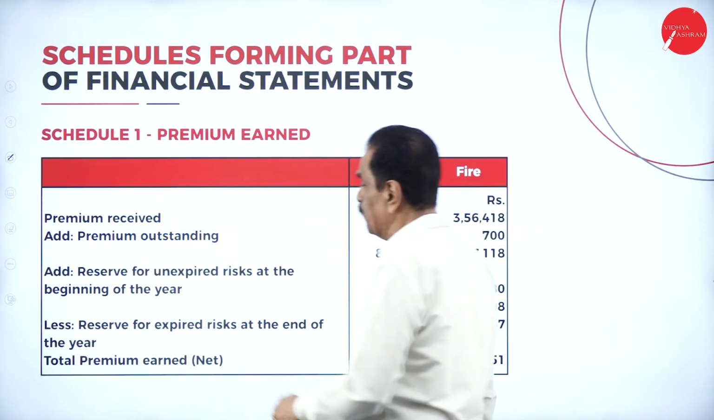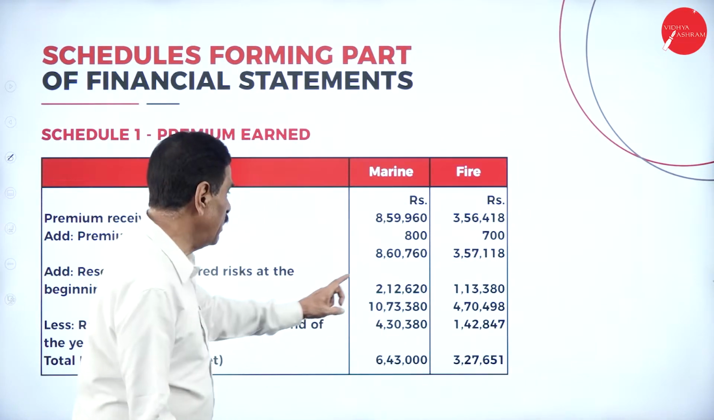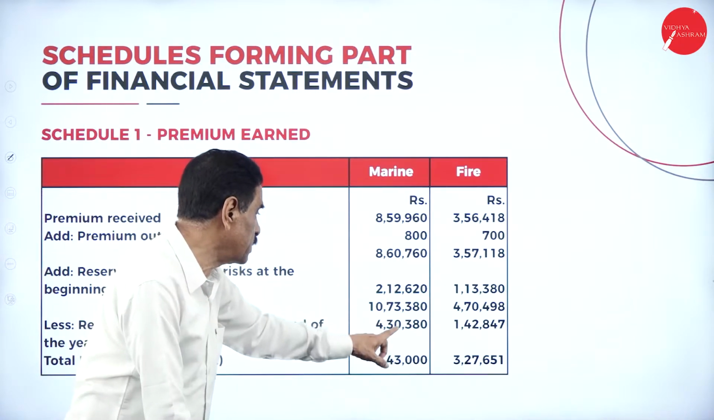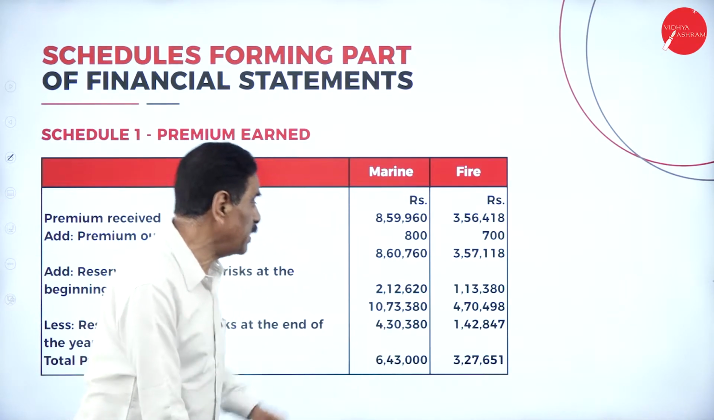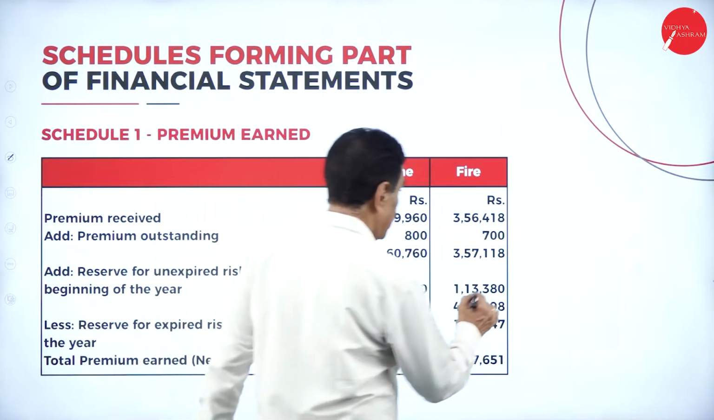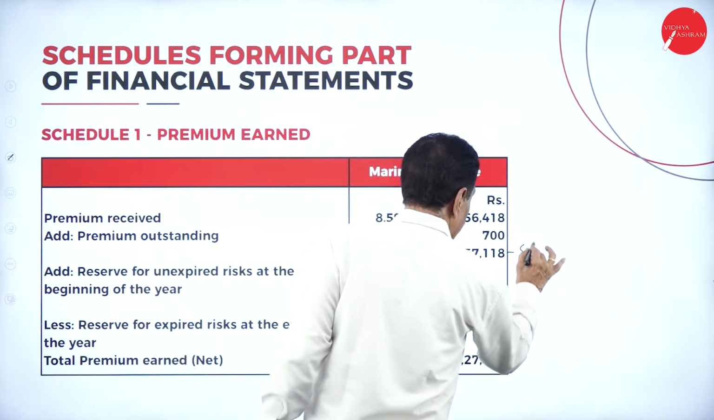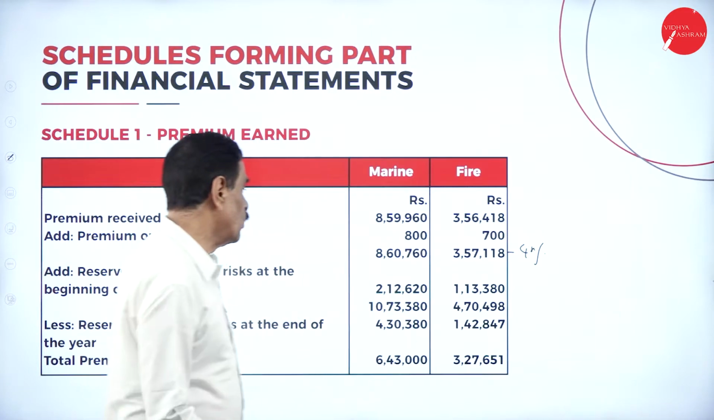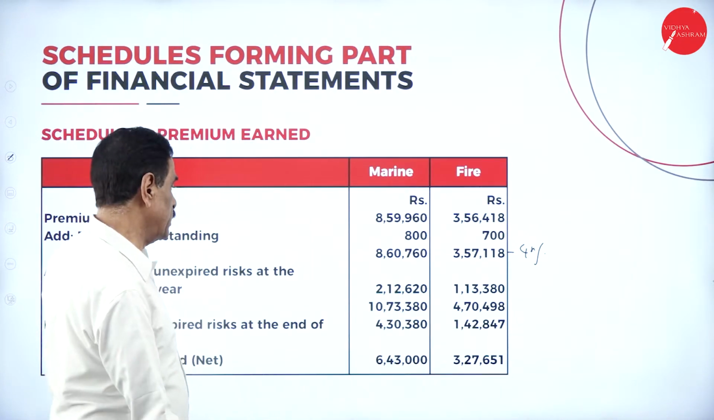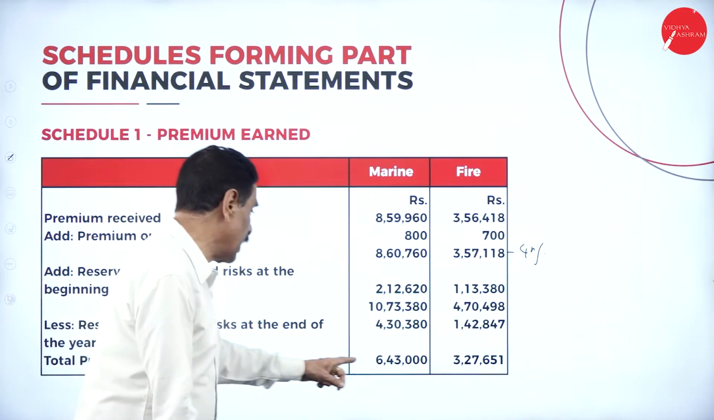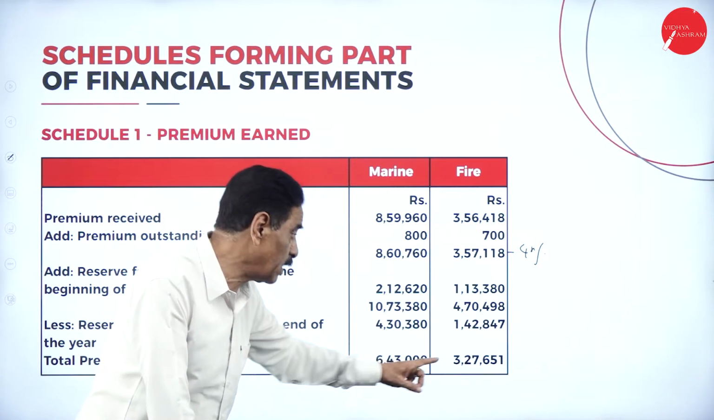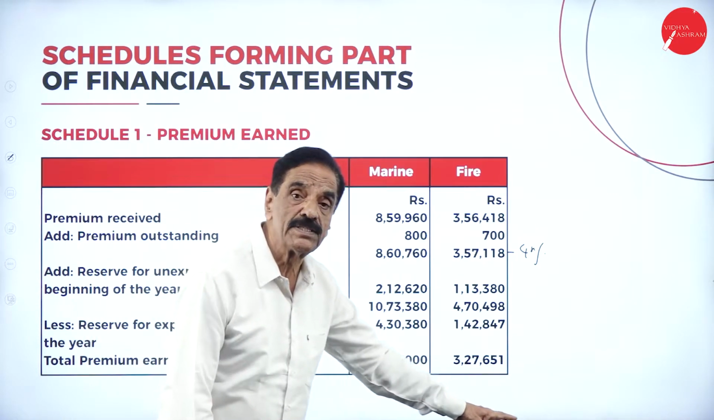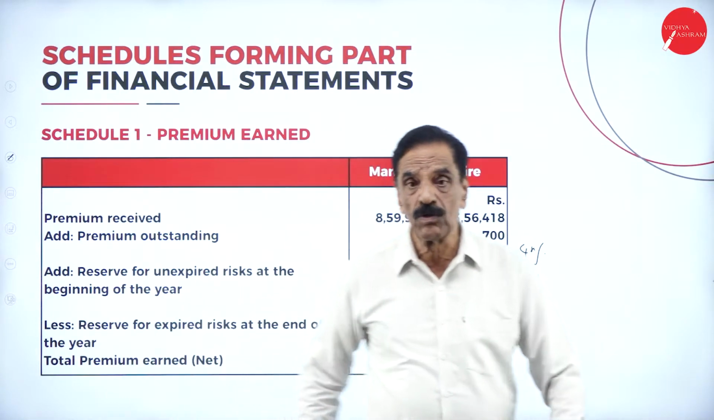On this net premium, add premium outstanding. 50% of this will come to 4,30,380. 40% of this will work out to 1,42,847. If we deduct, the balance is 6,43,000 and 3,27,651. So it will go like this.